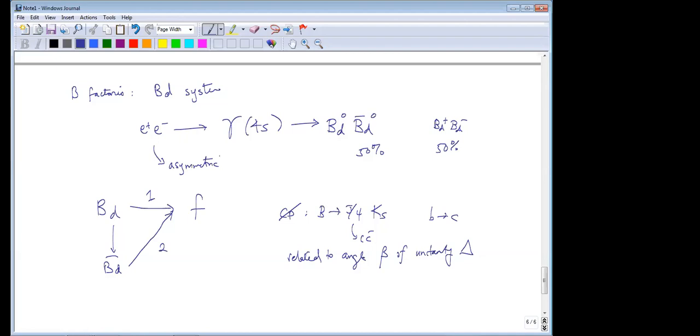But in the B system, partly because the b is a heavier quark, we have different handles on the hadronic uncertainties. The CP asymmetry of this B to J/psi K short is related to sine 2 beta, and it turns out to be order 1. It's predicted to be about 0.7 in the standard model. And this was first measured in 2001 by the B factories, BaBar and Belle.